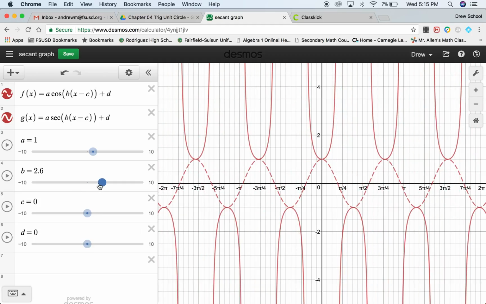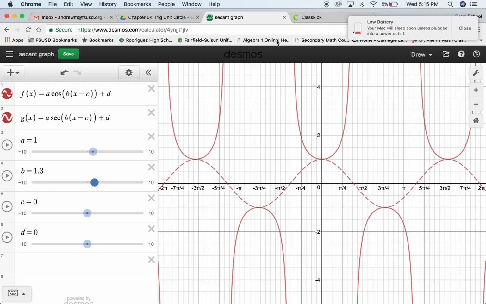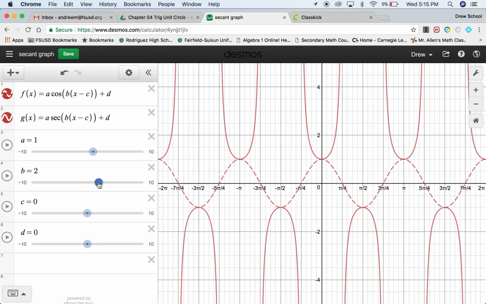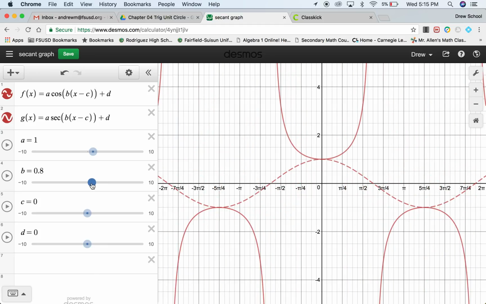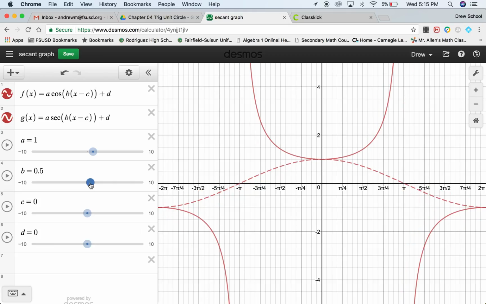And again, our period is 2 pi because we are back with cosine. So everything goes with the 2 pi. So again, if it's at 2, it's cut in half. And if it's at 1/2, our period is doubled. So the same thing happens with a cosecant graph and the sine graph. It mimics the sine graph, but of course it's the opposite.